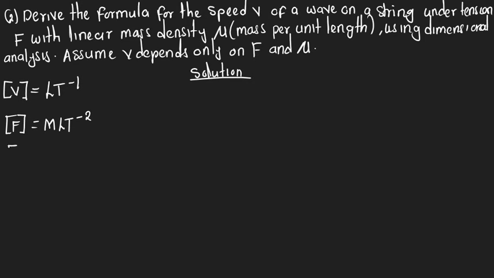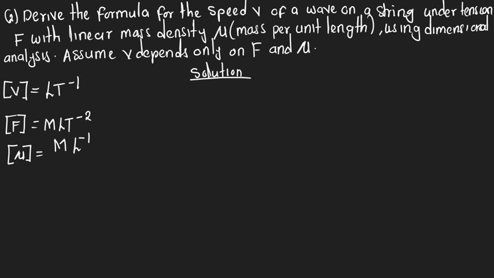What are the dimensions of mu? The dimensions of mu, according to the question, they're saying it is mass per unit length. So of course we know that this is going to be mass per unit length. So it can also be written as ML to the power negative 1.